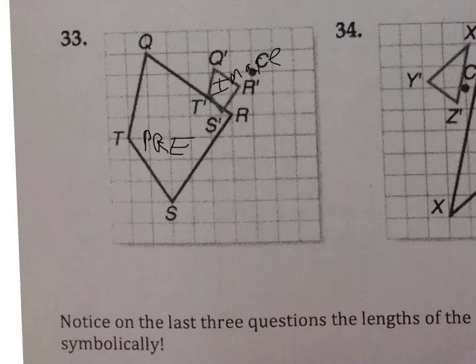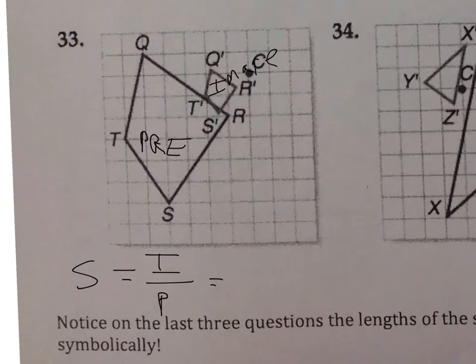To figure out the scale factor, I'm using that formula. The scale factor is a length of the image divided by a length of the pre-image. Looking at the image, there aren't any real easy distances to find because all of these segments are going diagonally.